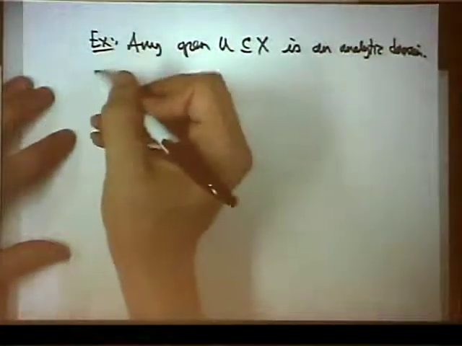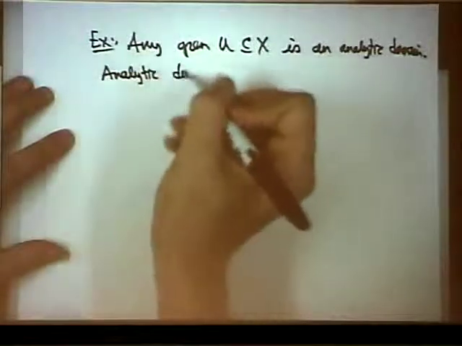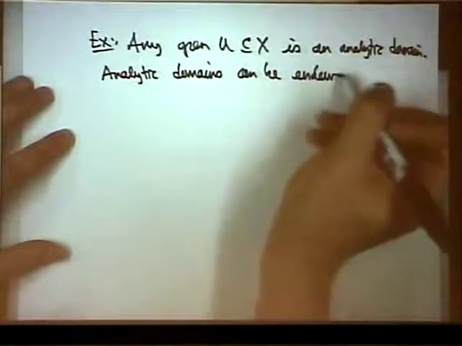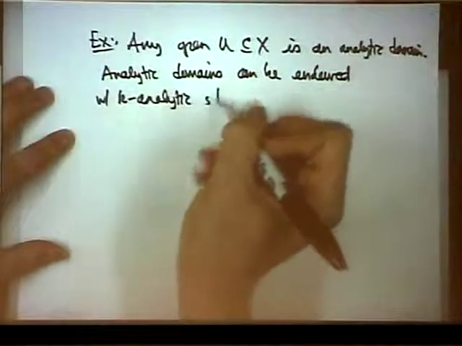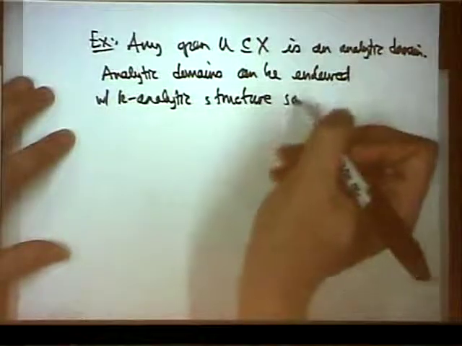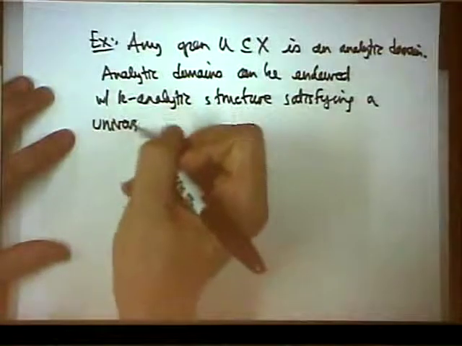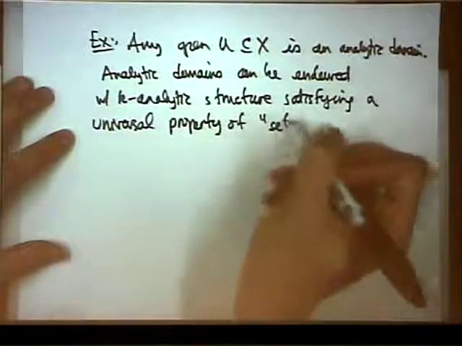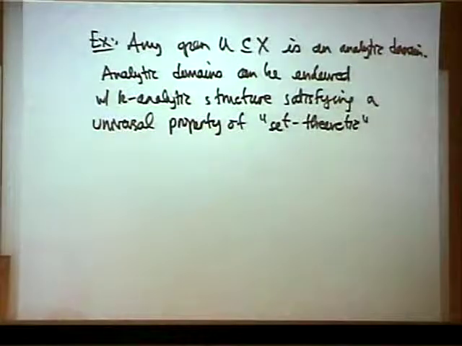And let me just say that the point of this definition is that analytic domains can be endowed with k-analytic structure satisfying a universal mapping property, much like the case of affinoid domains. It's a universal property of set theoretic type, meaning maps of analytic spaces to X which set theoretically factor through U factor through it in the sense of analytic spaces.